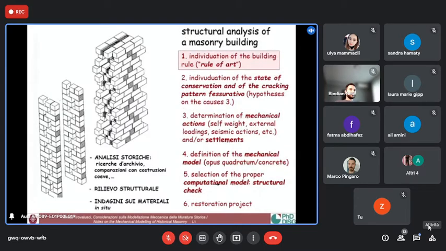Ok. And the rule of art is the first step. And this is a slide in which I show the effect of the rule of art. You can see in the picture an irregular masonry, of very poor quality, schematized as in the picture on the right side. And differently, this is an irregular masonry that is realized using a good rule of construction. And the ideal representation of this regular masonry is this one.